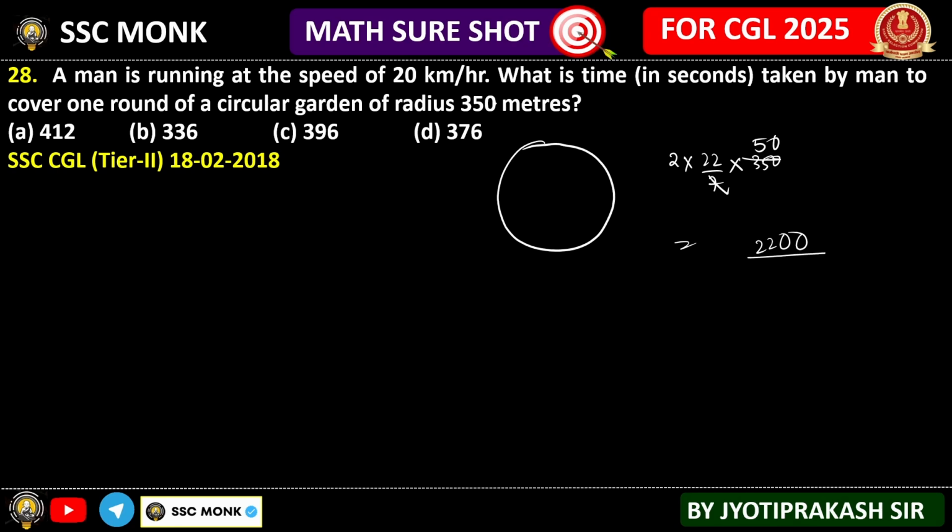In how many times? Sir, it's 20 km per hour. That is equal to 20 into 5 by 18. 100 gone. This is 18. So 22 into 18, that is equal to 396. So the man will take how many seconds? 386 seconds, sorry, 396, my bad. 396 seconds to cover this whole circular garden in one round.